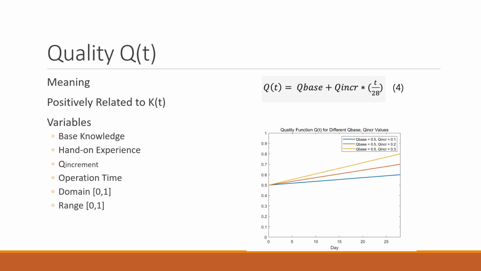We all know that theory is not everything, right? Experience is modeled by a factor Q increment, which is a constant times a ratio T over the capital T, which is just the total time, equal to 28 in this case. This factor suggests that the KMC treatment operator will gain more and more experience day by day, causing better treatment next time. So we model it as equation 4. The graph suggests that even with different knowledge bases, the overall quality of Q will get better and better.